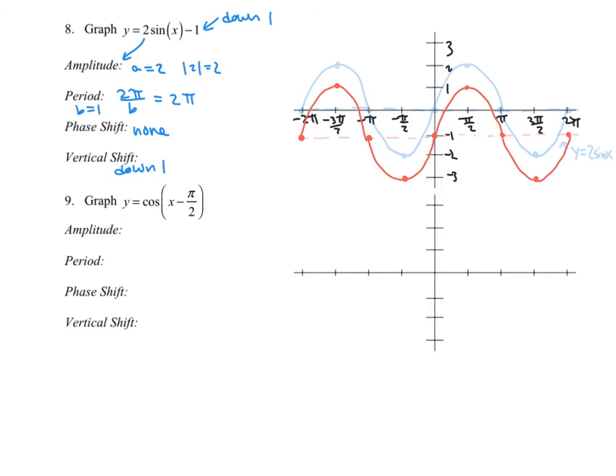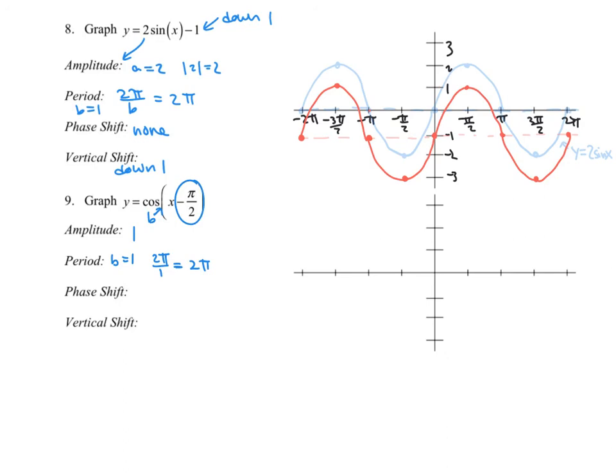And finally, our last example, we're going to graph a cosine function with a phase shift. So the amplitude, I don't have any coefficient written in, so the amplitude is 1. The period is not changing because there isn't a b value in front of that input. So b is still 1, and my period 2 pi over 1 is still 2 pi.